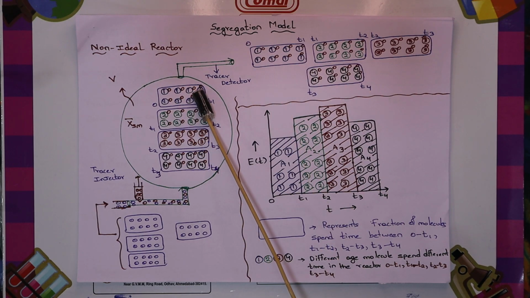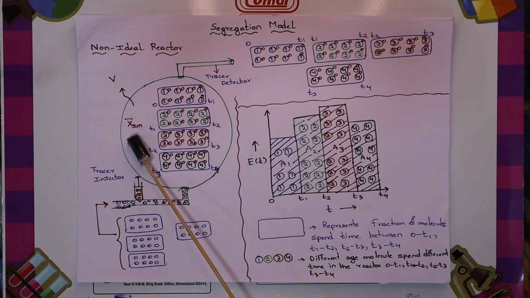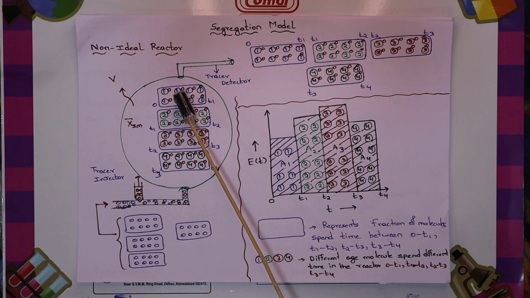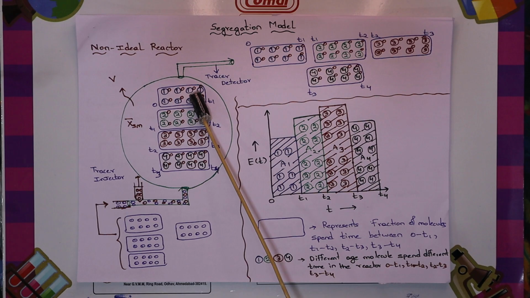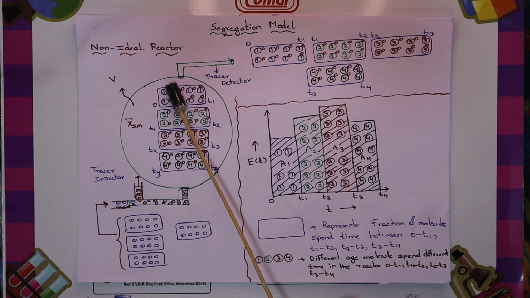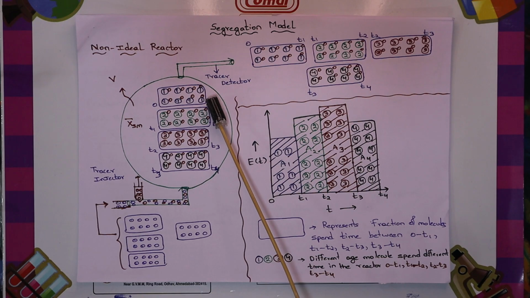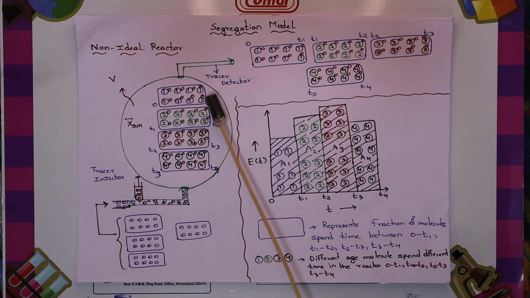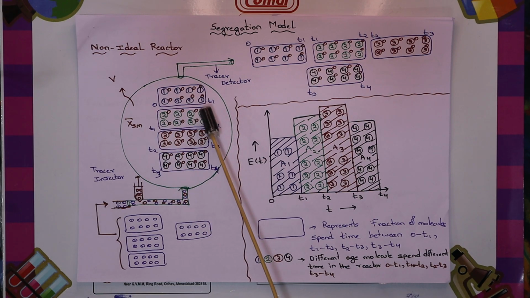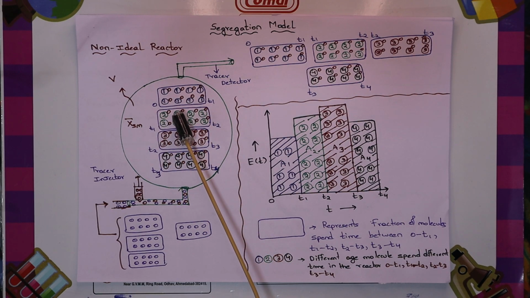If different age molecules do not mix in the reactor, then what is the conversion in this reactor? It is very simple. I know every fraction, and it is a kind of batch reactor. This particular fraction of molecules which spent time between 0 and T1 will have the conversion of a specific batch which spent time between 0 and T1. The second set of molecules which spent time T1 to T2 is a separate batch. The third is another batch. Each set of molecules is a different batch.